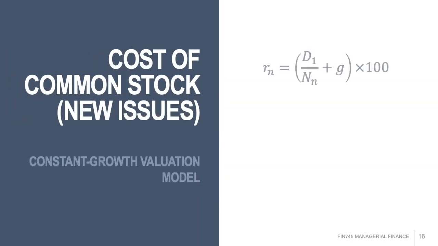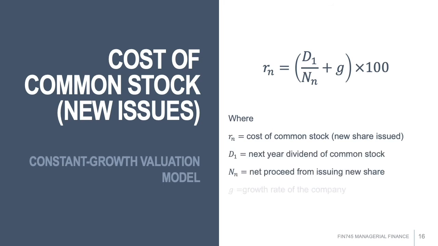Next, we calculate the cost of common stock if the company issues new shares. To calculate the new share issued cost of common stock, we use the constant growth valuation model. The formula is Rn. Rn is the cost of common stock for new share issued, equal to D1, the next year dividend of common stock, divided by Nn, where Nn is the net proceeds from issuing new shares, plus G, the growth rate of the company, times 100.